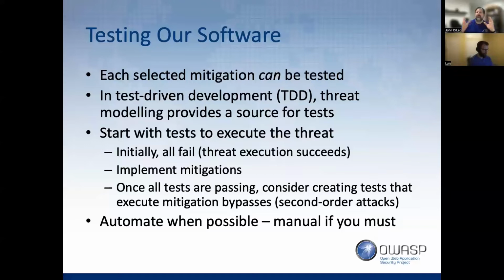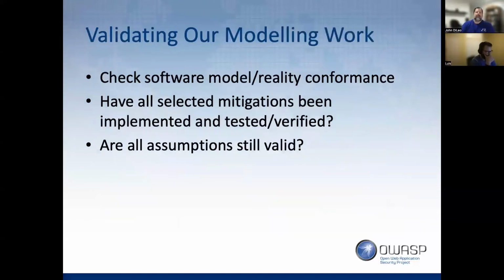If you end up with hundreds and hundreds and hundreds of manual test cases, they're not going to get run. Automate everything you can. On validation, make sure that the model reflects reality. Make sure that all the selected mitigations have been implemented and verified, make sure all of your assumptions are still valid, make sure that this model is a useful model.